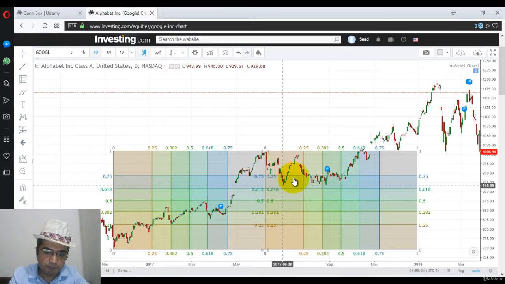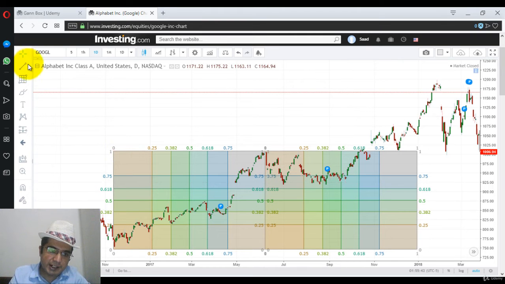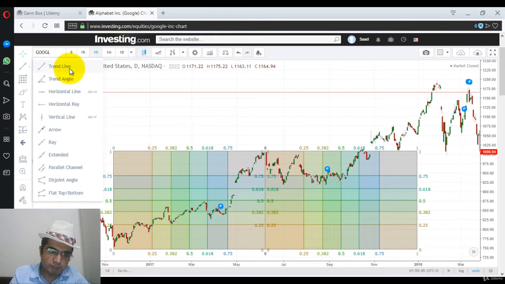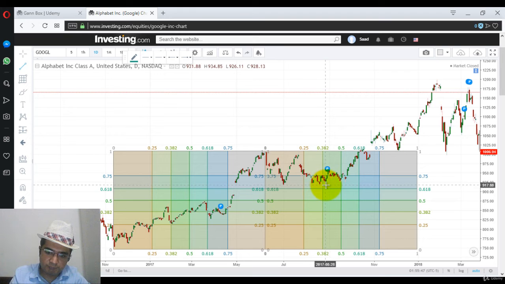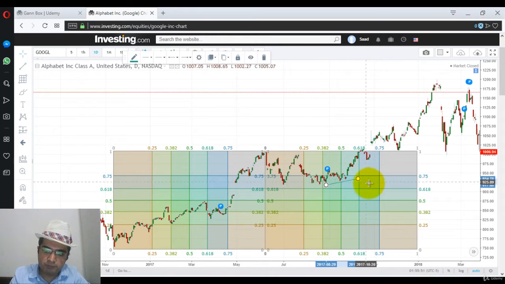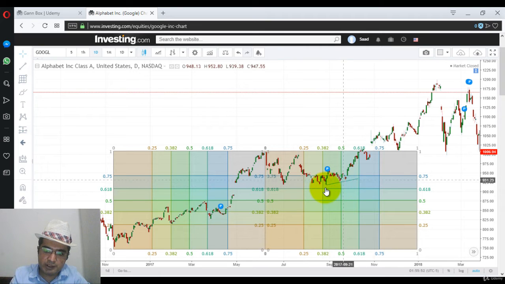Example right here. The price did come, but went up. Did come, but went up. Fell, went up. Now if you look closely, once it's doing this, if you make a trend line, it's starting to make higher lows. This low and this low, it's now pointing up.